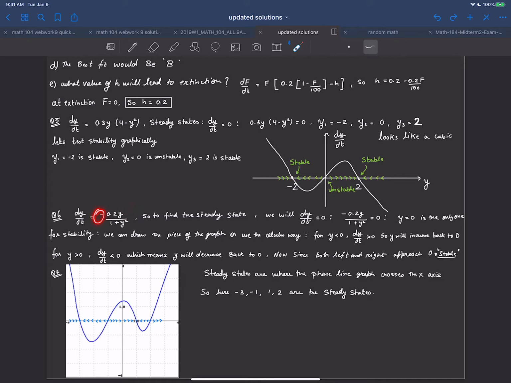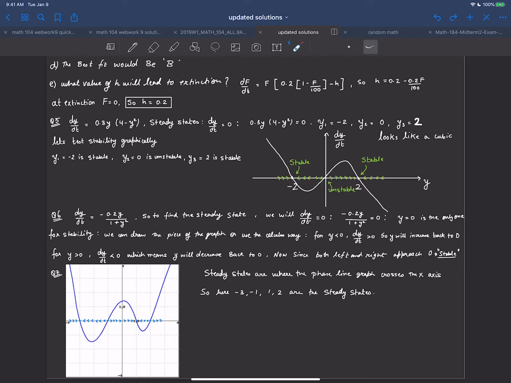There's an inherent negative sign in front of it, which makes the whole dy/dt less than 0, which means y will decrease. So if you're a tad bit bigger than y, it wants to push you back. So you'll decrease back to 0, which means both left and right approach 0, and you have a stable steady state. This was the calculus approach.